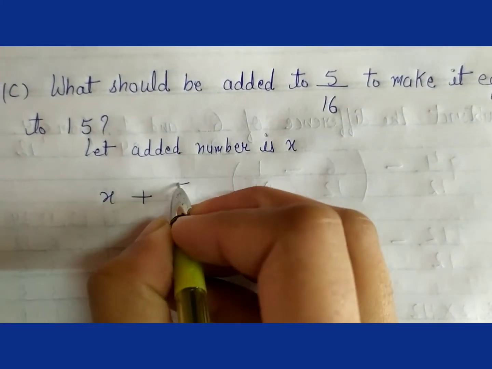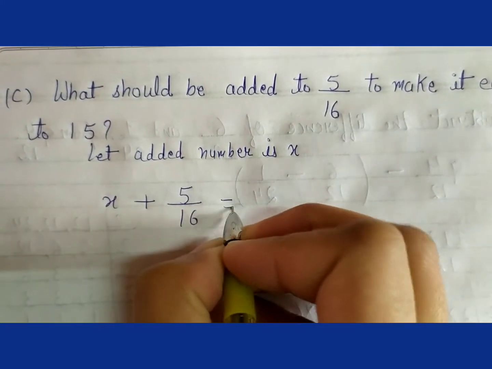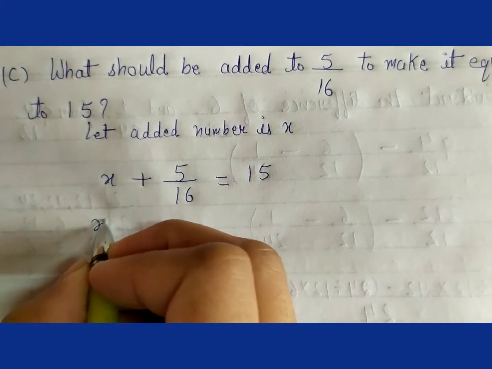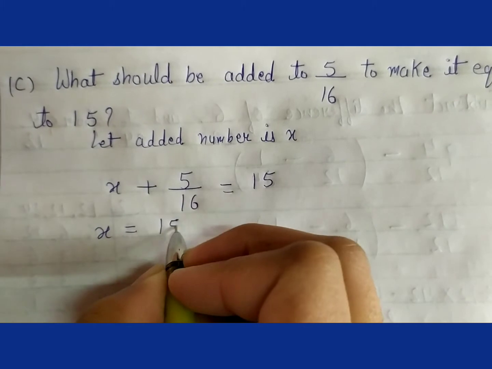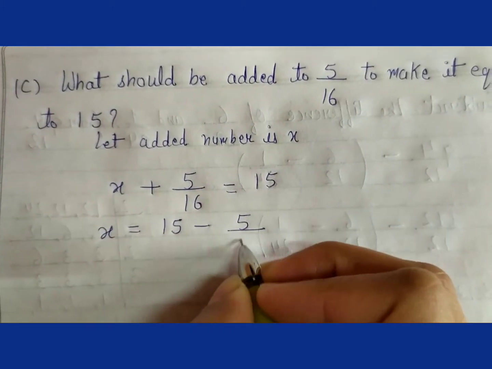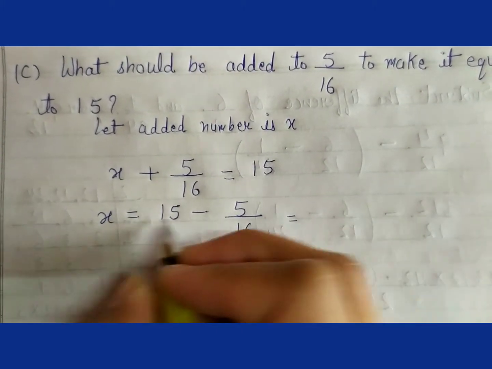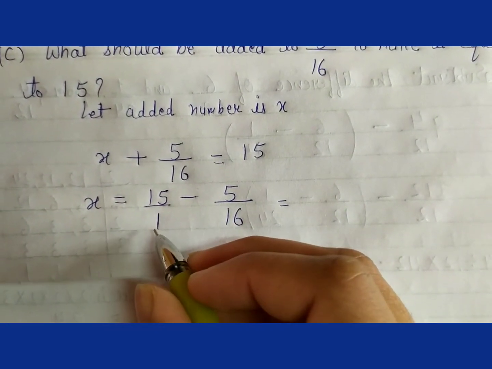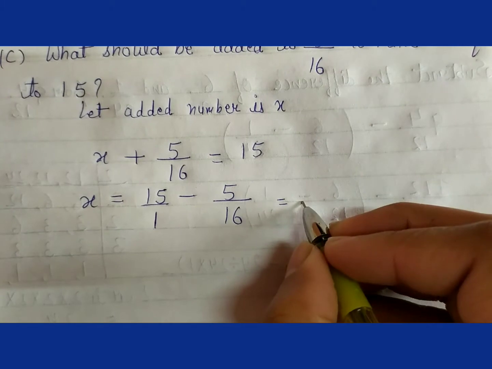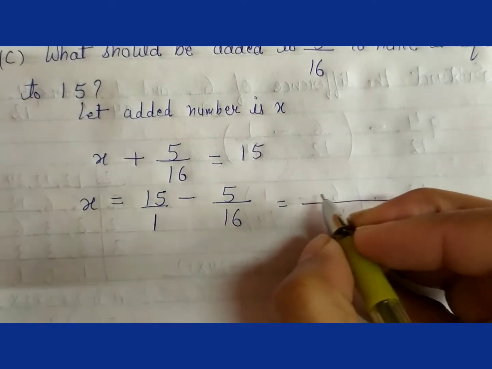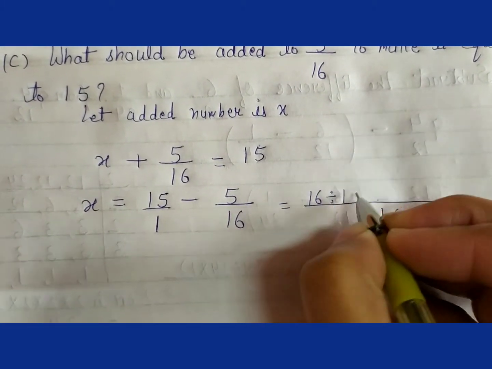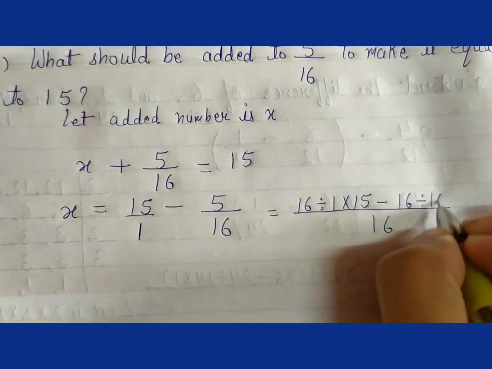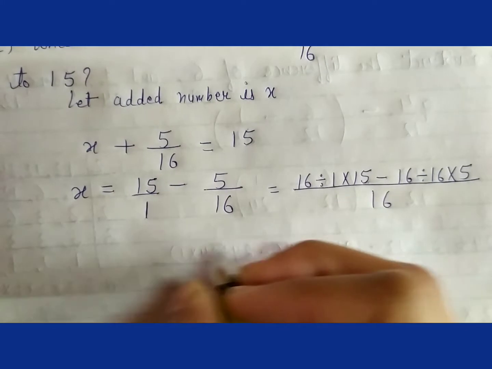x plus 5 upon 16 equal to 15. Find out the x, that is the added number. x equal to 15 minus 5 upon 16, that is 15 upon 1 minus 5 upon 16. Children, LCM of 1 and 16 is 16. Write 16. 16 divided by 1 multiply by 15 minus 16 divided by 16 multiply by 5.